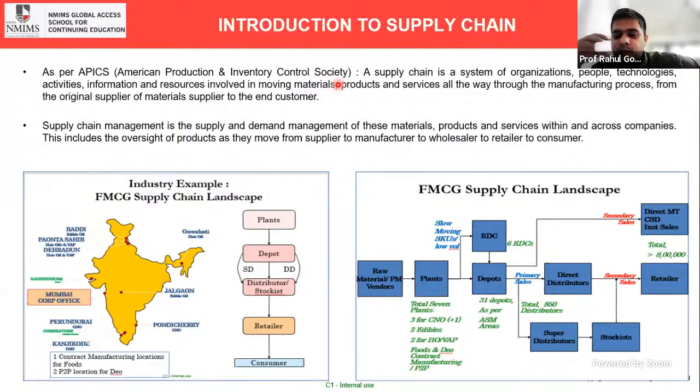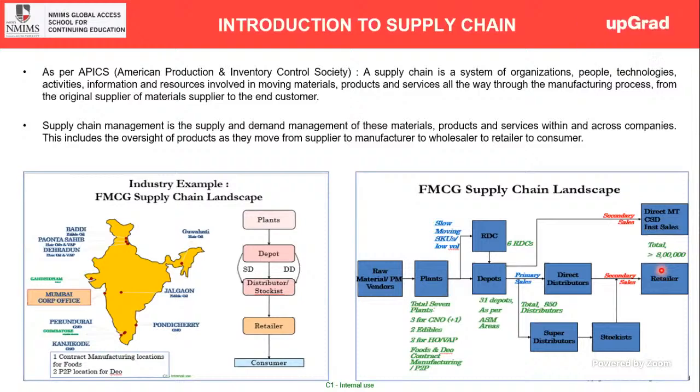So if you see, plants are about 7 in number. From 7, warehouses are becoming 31 plus 6, which is 37. From these 37 warehouses, 850 distributors are involved. These 850 distributors are servicing 8 lakh retailers, and these 8 lakh retailers must be servicing how many consumers? They must be servicing could be multi millions, could be billions of consumers, right? Yeah, maybe. So why would this happen, right?